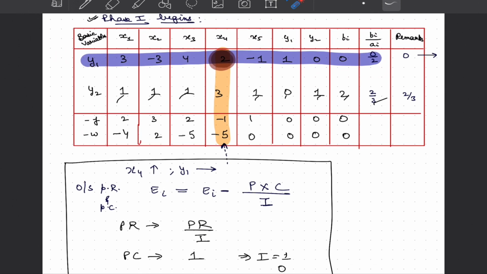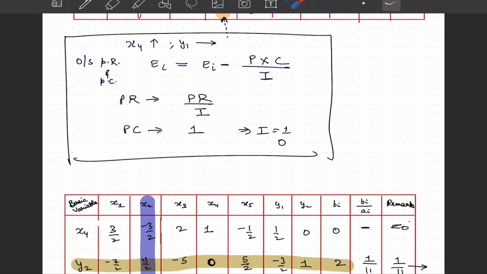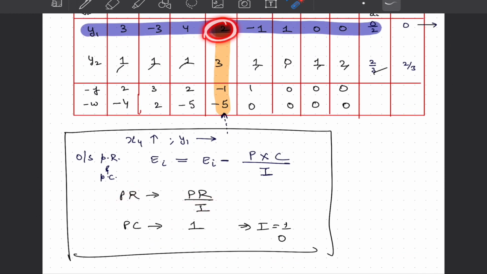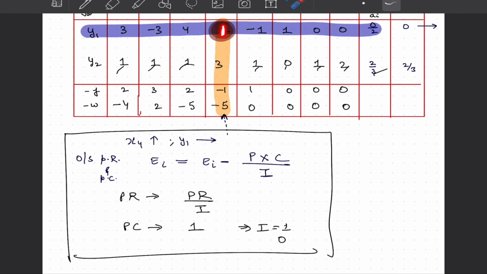Now we will reduce all the elements outside the pivot row and pivot column, which include these blocks, by applying 3 rules. Outside the pivot row and pivot column, e_ij is e_ij minus pivot column times pivot row divided by the intersection element. Pivot row elements would be divided by the intersection element, which happens to be 2 in this case, and the pivot column would become 1 at this place and 0 everywhere else.